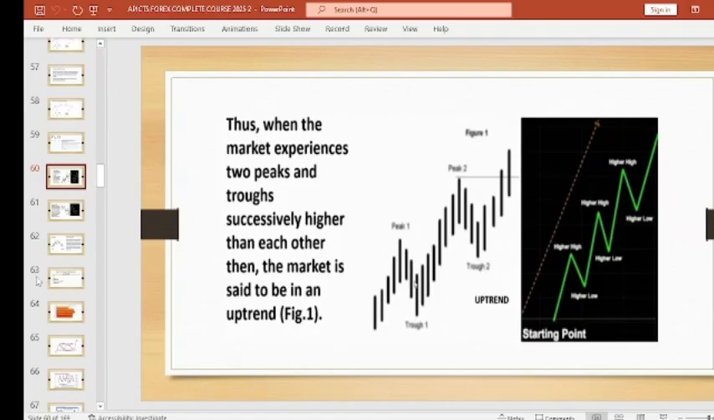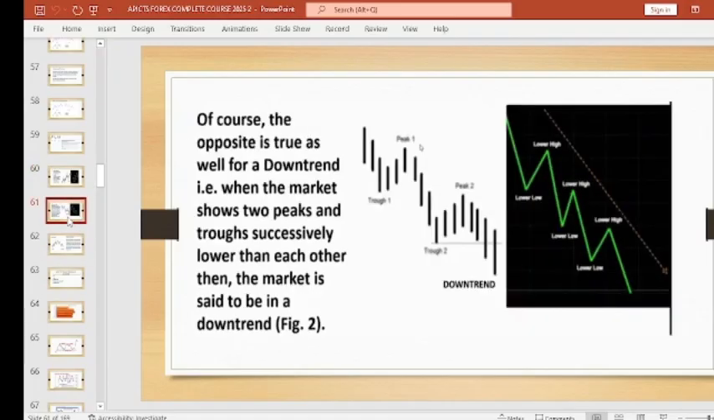Now let me show you the next slide, which is the opposite of what I just said. And of course, the opposite is true. For a downtrend, when the market shows two peaks and two troughs successively lower than each other, then the market is said to be in a downtrend. So that means if I'm buying and buying, and all of a sudden I see two peaks and troughs that are successively lower than each other, it's telling me, hey, stop buying now and start selling. And that's what I'm about to show you on the chart right now. So let's dive into the chart.